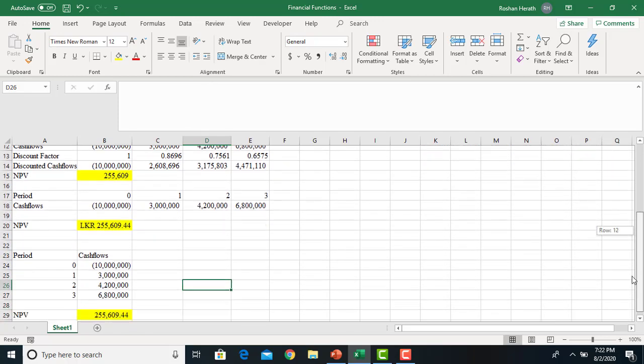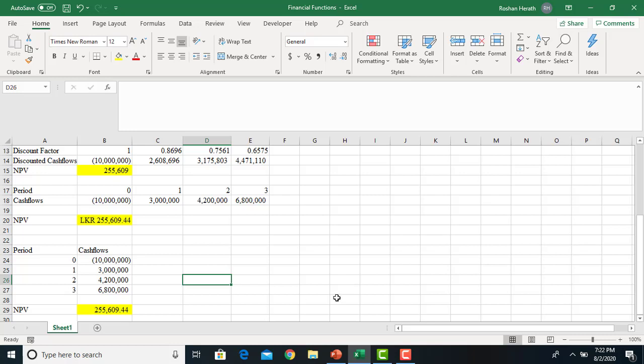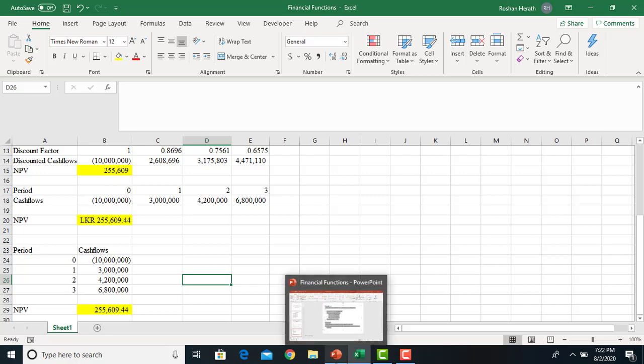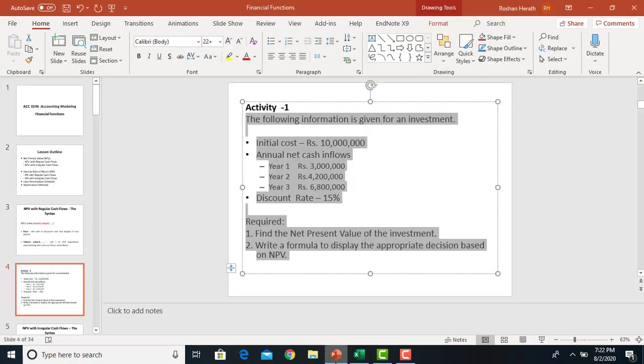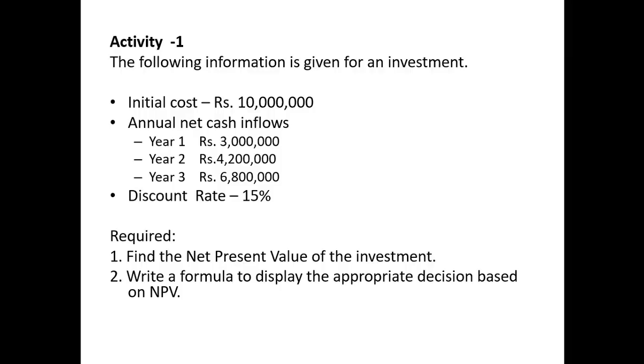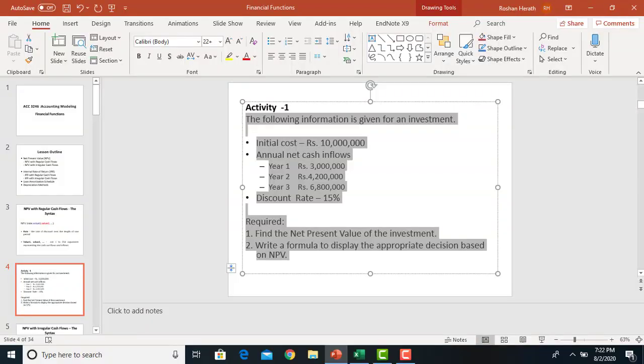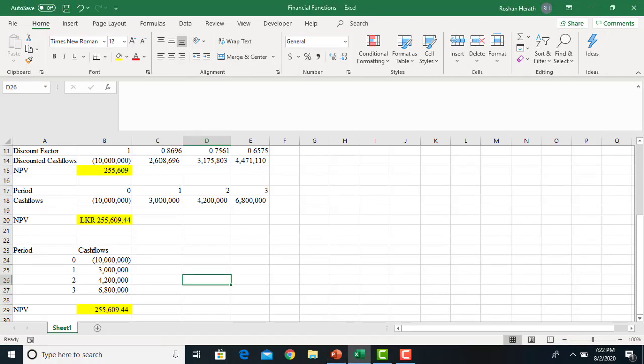Now we may look at a capability that goes beyond the manual way of doing. So it's about the irregular cash flows. In fact, I haven't taken on this second aspect. There you've been asked to write a formula to display the appropriate decision based on NPV. So the accept reject decision, we may complete that as well.